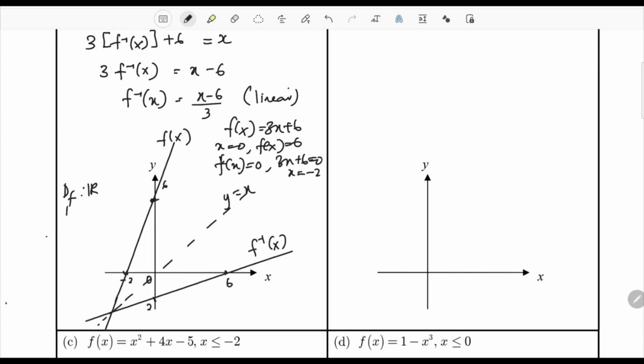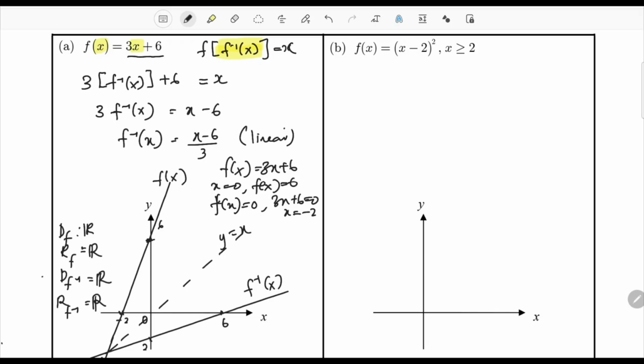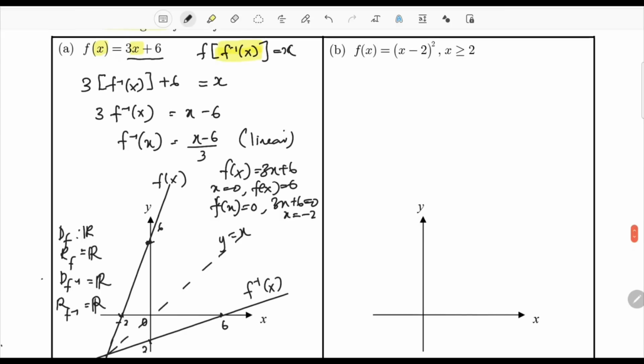Okay. Range of f also will be real number. So domain of f inverse, that's same with the range of f. So real number, range of f inverse, also real number. Right, let's look at B.